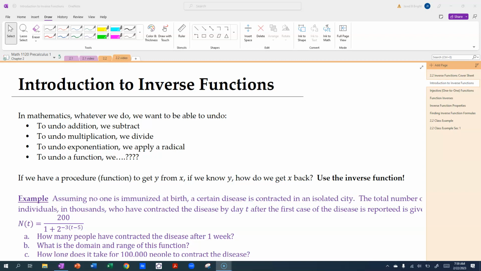So the idea with a function, again, is that we put in an x and we get out a y, right? And then if we want to get x back, we have to be able to undo whatever we did to get to y, right? And the process of undoing a function we call an inverse function. Okay, so we're going to talk about inverse functions as we develop our tools around functions in general.